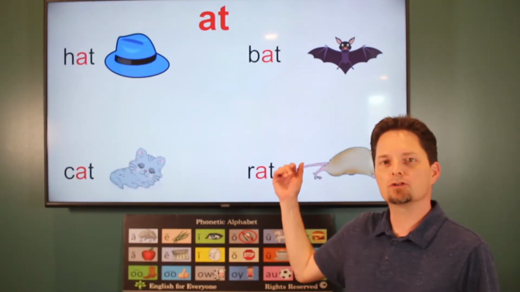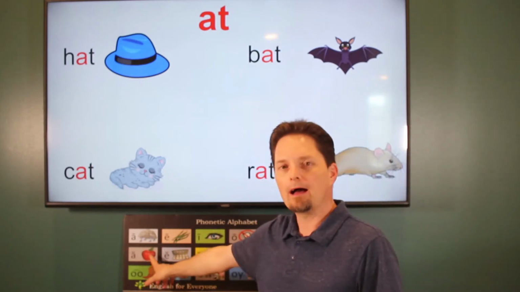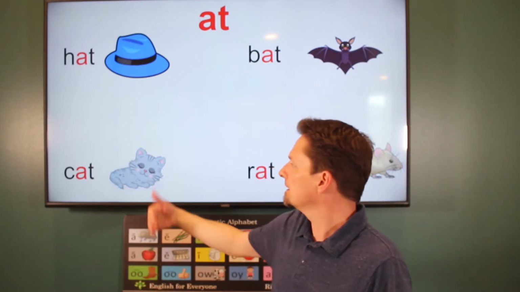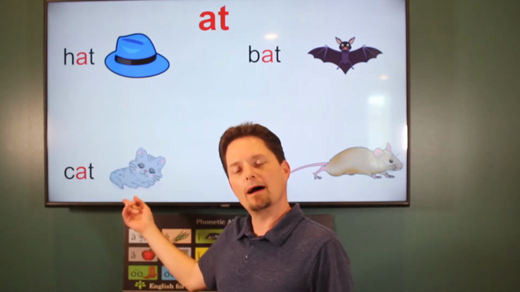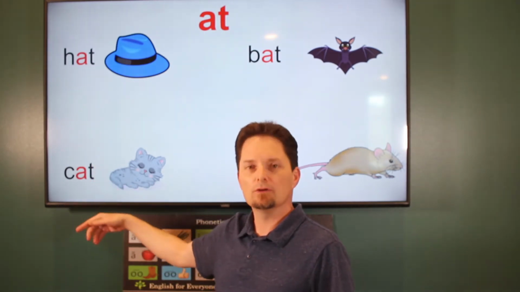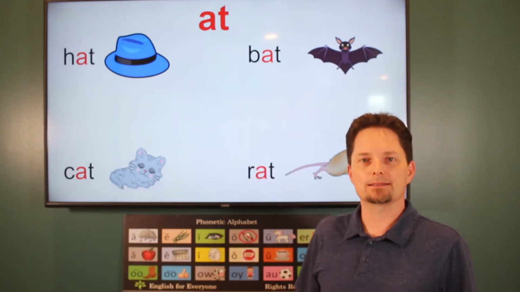Today we're talking about the short A letter sound, /æ/. A for apple. It's a short vowel because it ends with a consonant. No more vowel after. Just one consonant, you know it's a short vowel. Let's talk about how to make the sound.